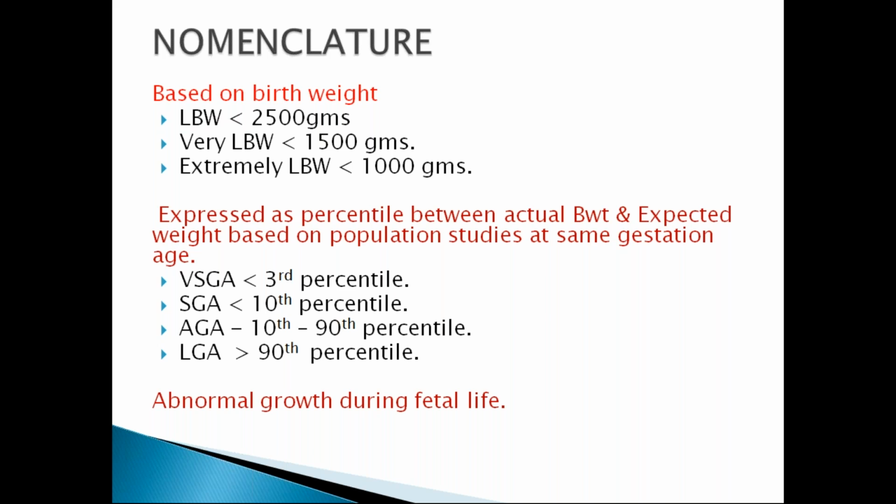I already told you about percentiles. Average for gestational age is the 10th to 90th percentile. If it is less than the 3rd percentile, it is very severe. Small for gestational age is less than the 10th percentile, and large for gestational age is more than the 90th. So 10 to 90 is normal, average for gestational age. If it is less than 10, we call it small for gestational age, or intrauterine growth retardation.